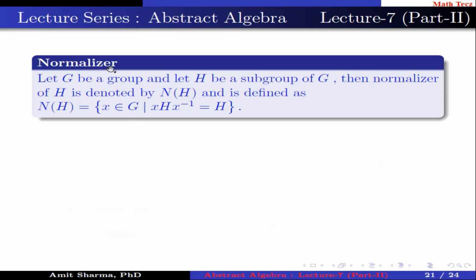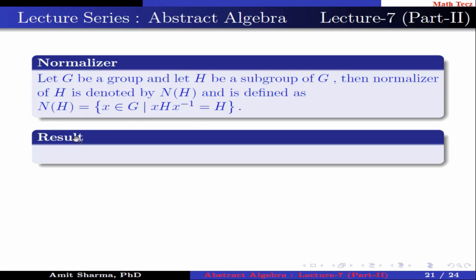Next is normalizer. Let G be a group and let H be subgroup of G. Then normalizer of H is denoted by N(H) and is defined as N(H) containing the element X belongs to G such that X H X inverse is equal to H. Result: the normalizer N(H) of a subgroup of G is a subgroup of G.